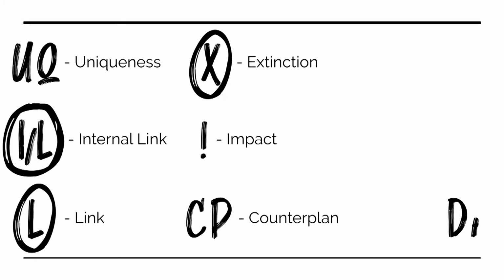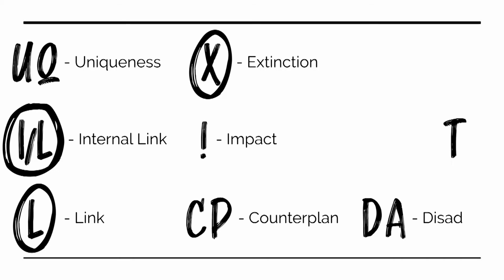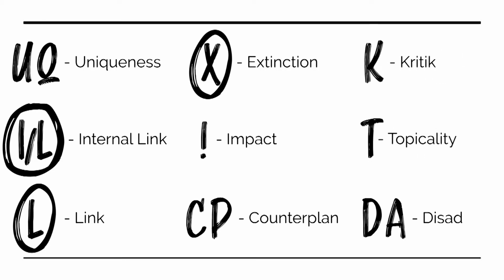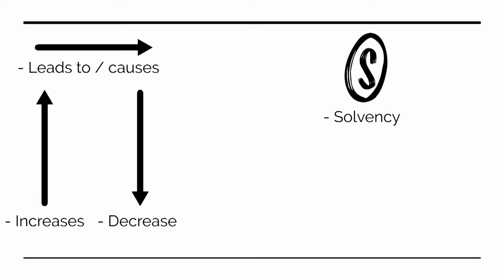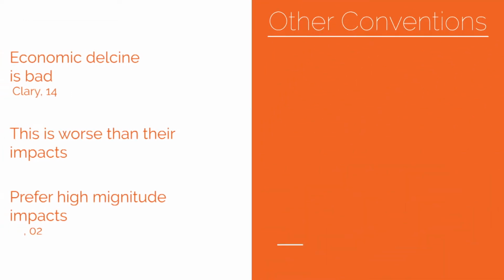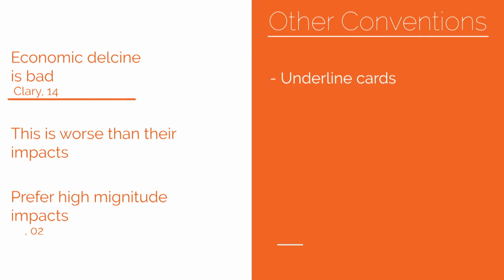CP stands for counterplan, DA stands for disadvantage, T stands for topicality, K stands for critique, the forward arrow stands for leads to or causes, the up arrow corresponds to increase, the down arrow can mean decrease, S with a circle around it can mean solves or solvency, and the empty set symbol or the null symbol generally means not. So when something doesn't happen, you don't want to write out the word not, just draw a circle and a diagonal line through it. Another convention is that you want to underline cards and don't underline analytics or do something else, draw a squiggly line.